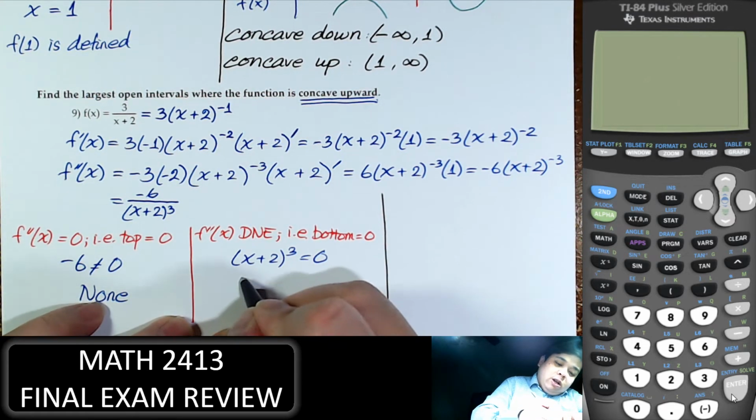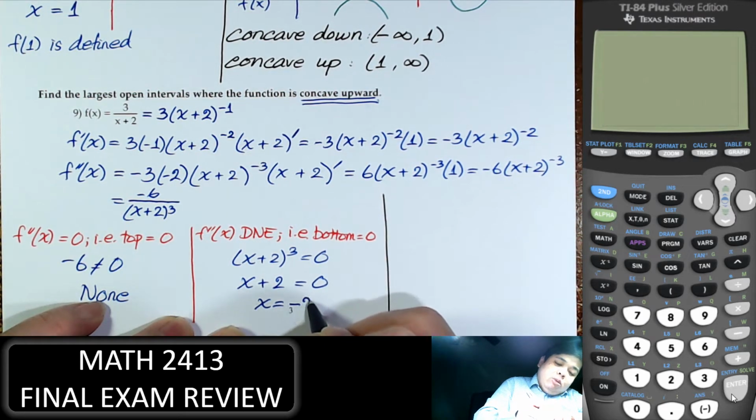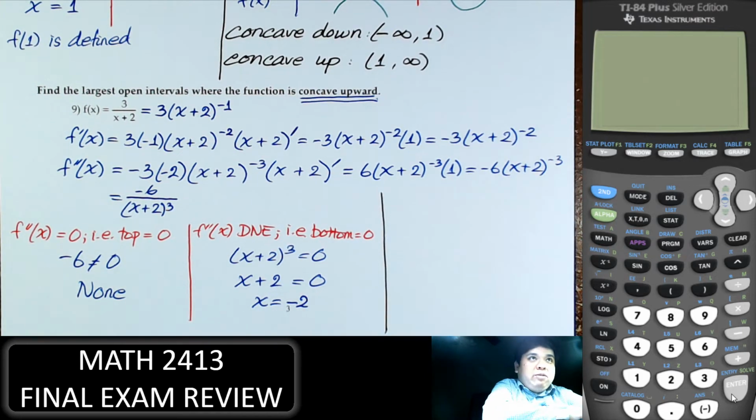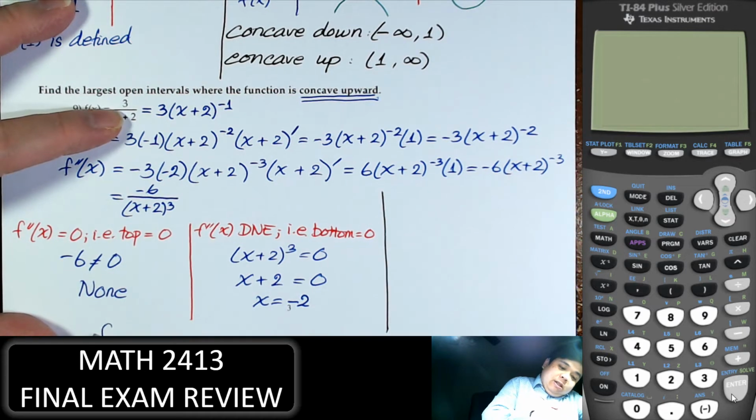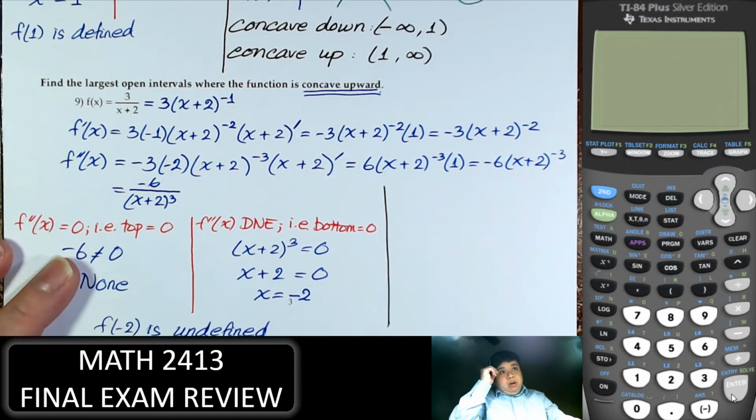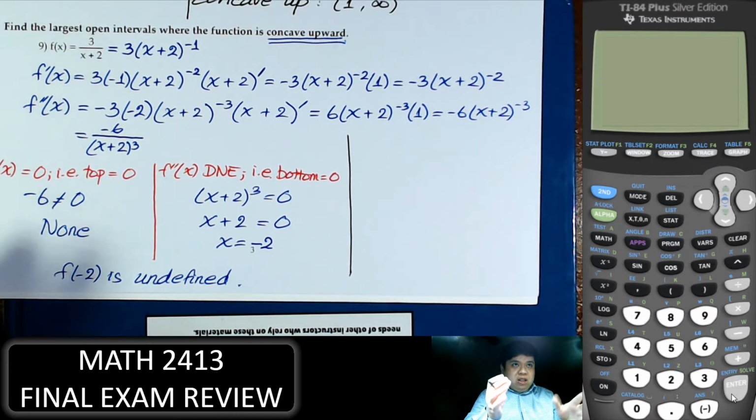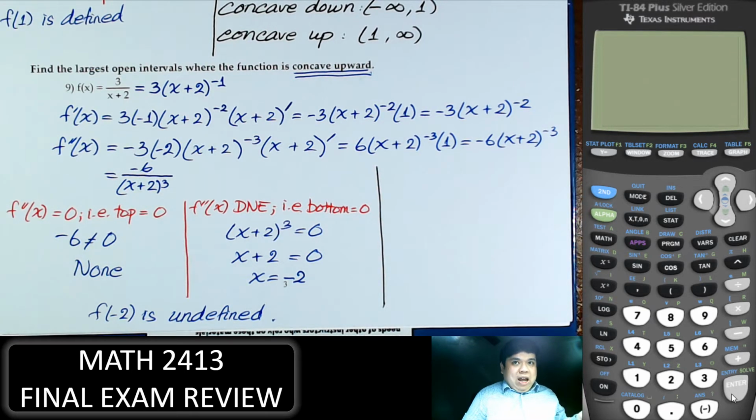So take the cube root on both sides, move the 2 to the other side, or subtract 2 on both sides. We have x equal to -2. Just note that if we put -2 in here, it is undefined. So it is not a critical point. It cannot be the maximum or minimum, or an inflection point, because the point does not exist. It cannot belong to the graph. But we're not asked to find inflection points or maximum or minimum. We only ask for the interval where the function is concave up.